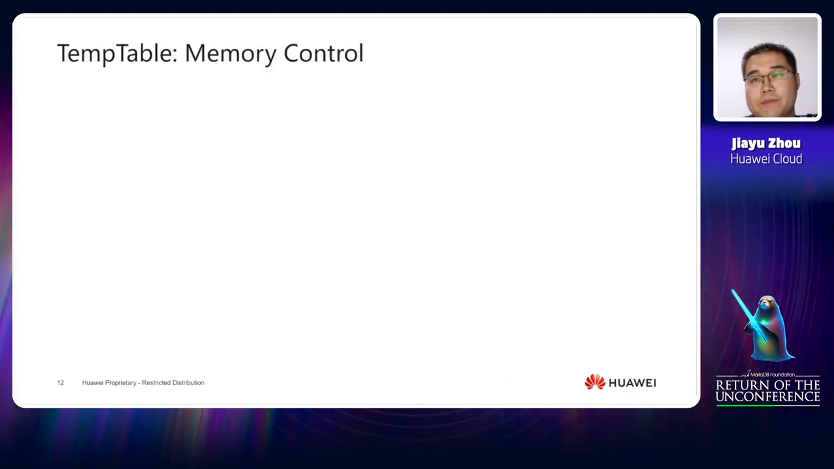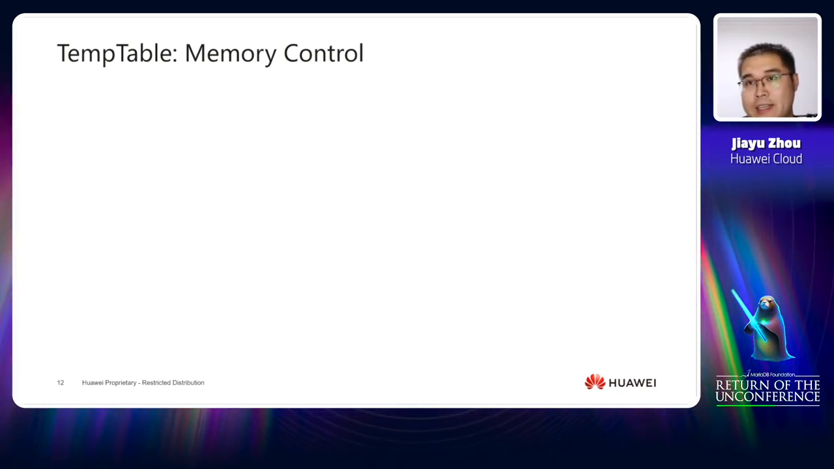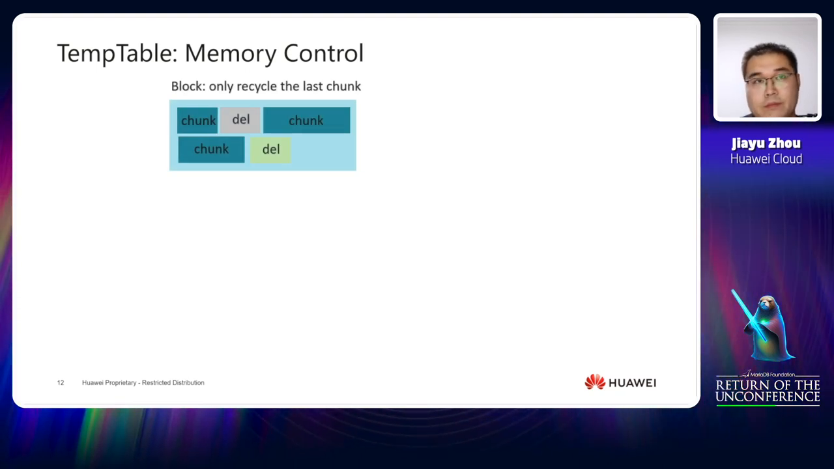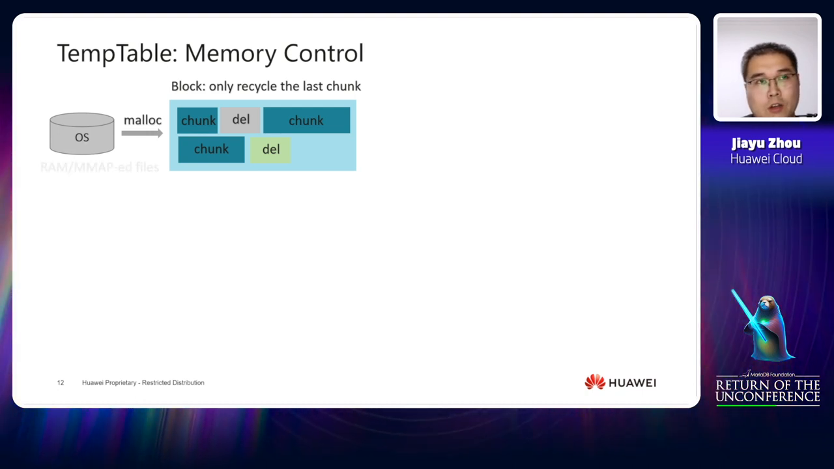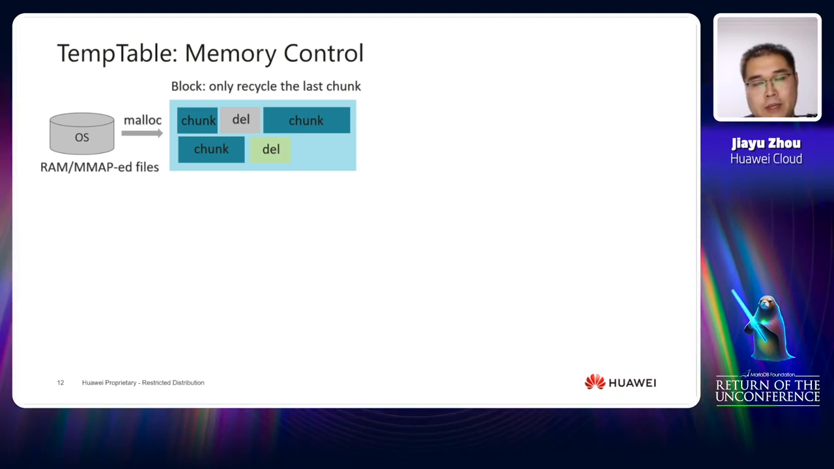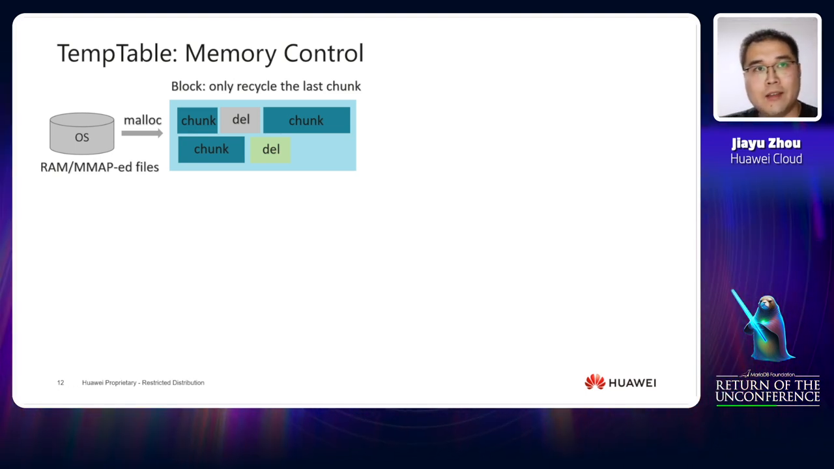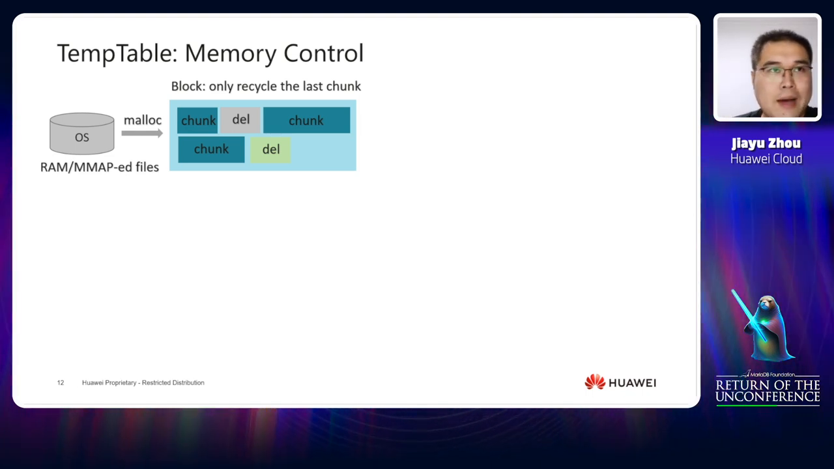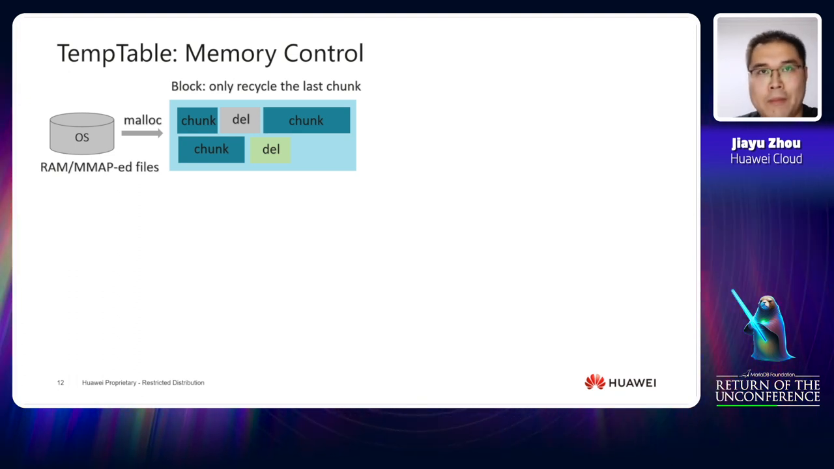Let's see timetable's memory control. The memory management of the timetable engine is more efficient. The basic allocation unit is the block. Timetable allocates blocks from the operating system, not just RAM memory, but also mapped files, which makes timetable able to use less memory, and it can use mapped files to make the memory unlimited, or to use more memory.